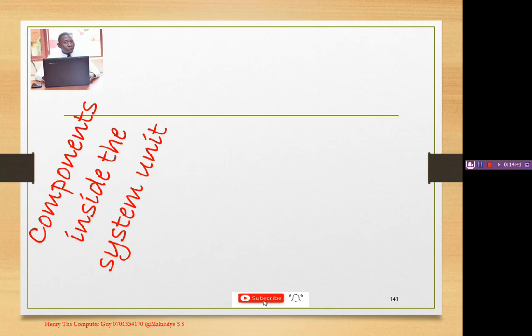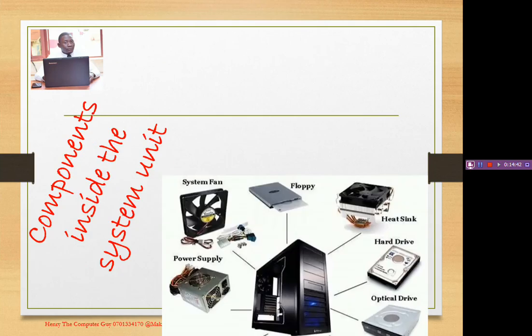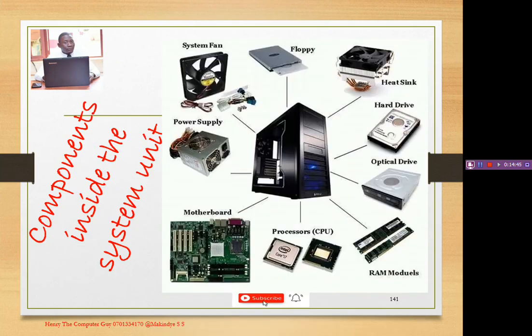And they're telling us that we also have components inside the system unit, other components that we have not talked about here. For example, we can have the power supply, motherboard, the processor or the CPU, RAM, optical drives, hard disks, heatsink, and others. They are also there, as we shall see them with time to come in practical. We continue.